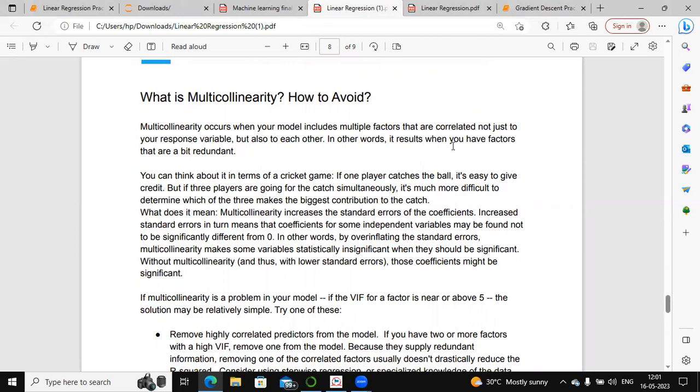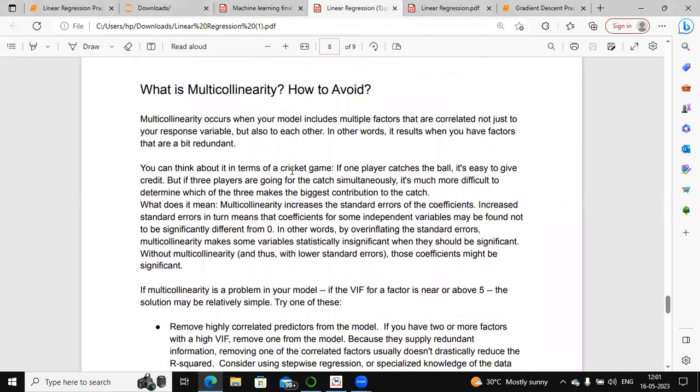In other words, it results when you have factors that are a bit redundant. You can think about it in terms of a cricket game. If one player catches the ball, it's easy to give credit. If three players are going for the catch simultaneously, it's much more difficult to determine which of the three makes the biggest contribution to the catch.